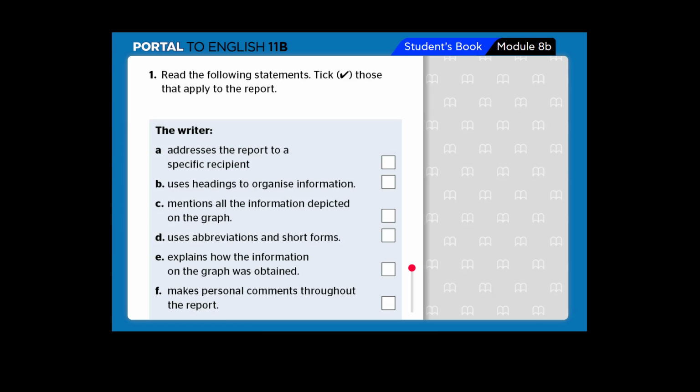C. The writer mentions all the information depicted on the graph. هل الكاتب يقوم بذكر جميع المعلومات الموجودة في الجراف الشكل البياني؟ D. The writer uses abbreviations and short forms. هل الكاتب يستخدم اختصارات وصيغ مختصرة للكلمات؟ على سبيل المثال هل الكاتب يستخدم مثلا BBC أو short form as I am instead of I am, he's instead of he is.